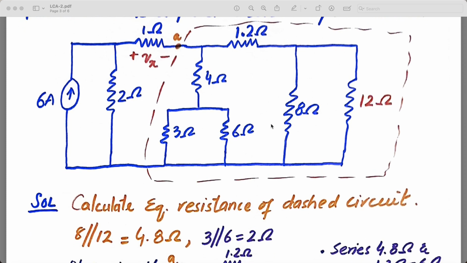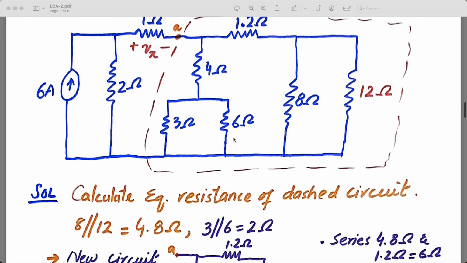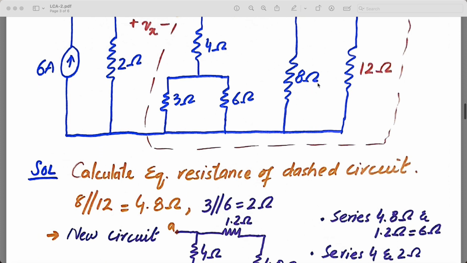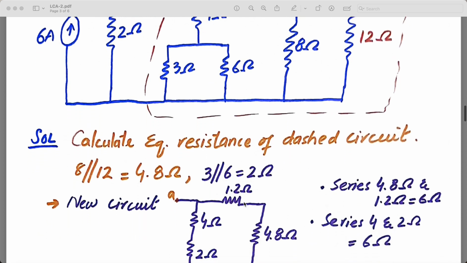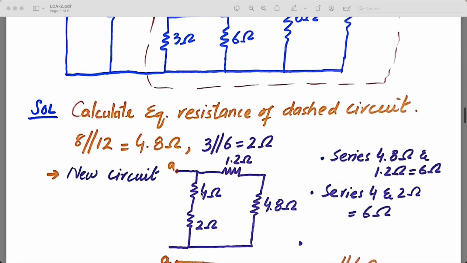In this portion you can see this 8 ohm resistor is in parallel with the 12 ohm resistor. Similarly this 3 ohm resistor is in parallel with the 6 ohm resistor. The answer of the first parallel combination is 4.8 ohm. The answer of the second parallel combination is 2 ohm. And then you can redraw that circuit again. The new circuit looks like this, and 4 is in series with 2 and 1.2 is in series with 4.8.